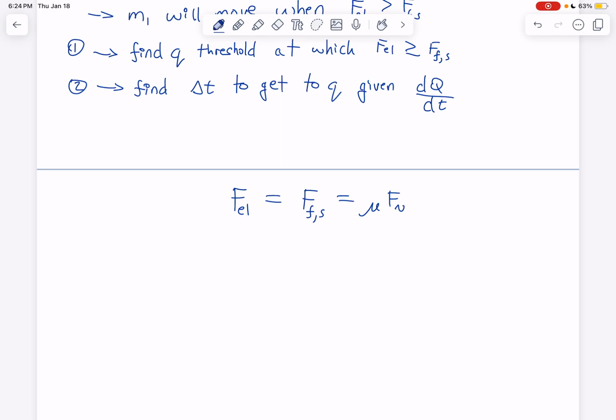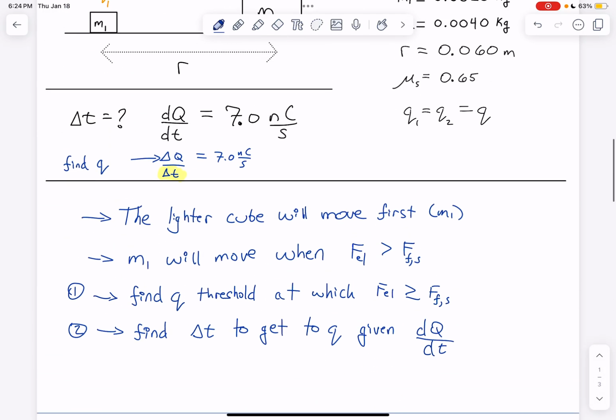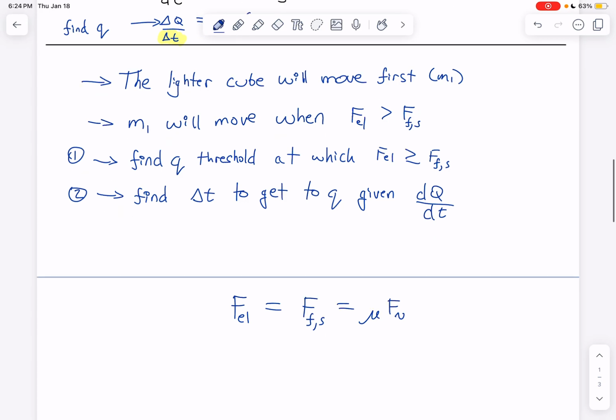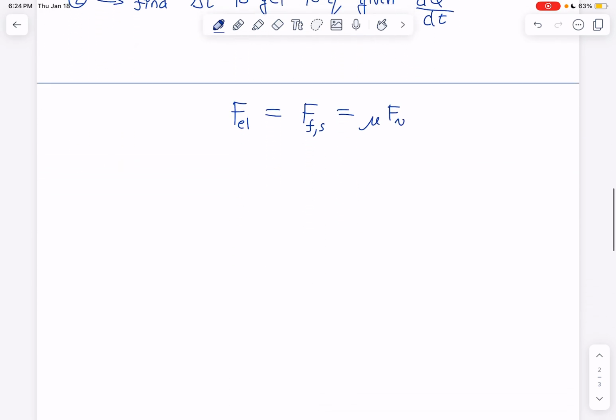And the normal force here, if we're thinking about our blocks and all the different forces on them, will just be equal to mg for each of those blocks. Okay, so I'm just going to go down here. This will be mu mg. And on the electric side, we'll use Coulomb's constant for simplicity. It'll be k Q1 Q2 divided by that distance between the blocks squared.